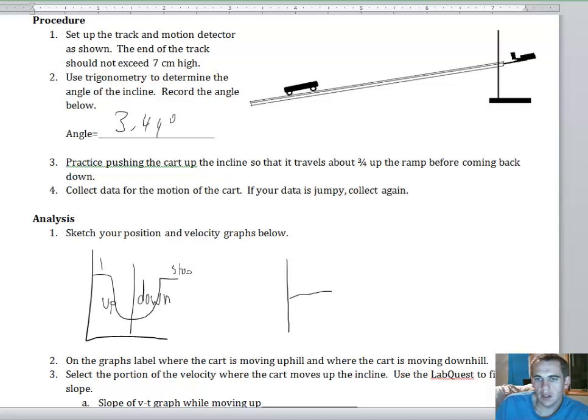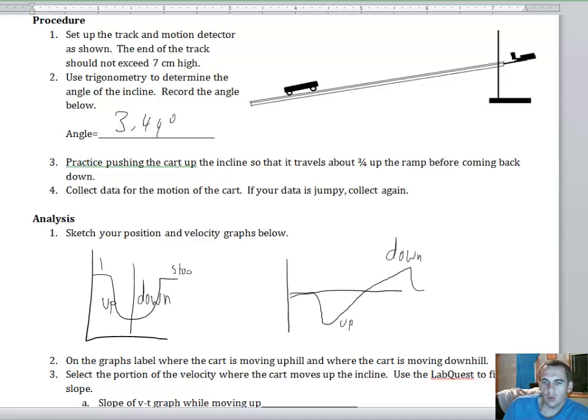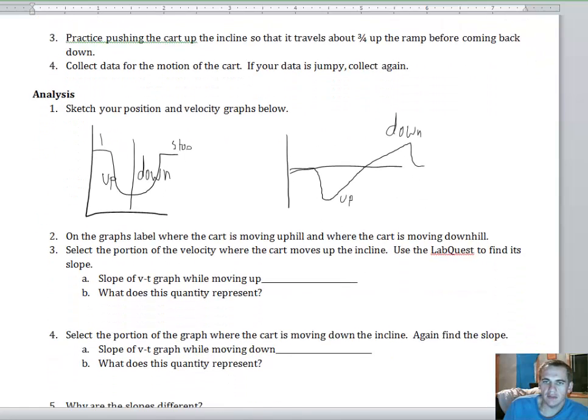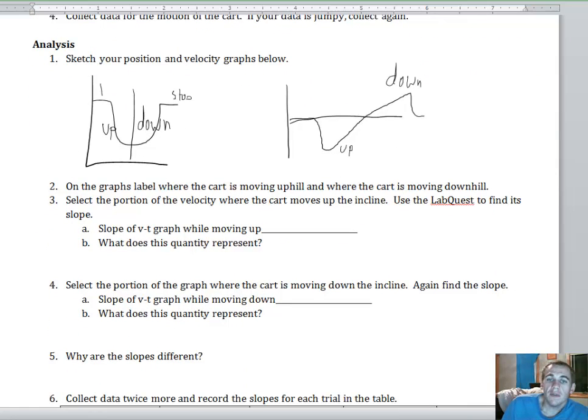And your velocity graph: you held it, then you gave it a very big push, and then it started to accelerate, then it came back down the incline, then it stopped again. So you had a graph that looks sort of like this. Again, this would be where it's moving up the incline, this would be where it's moving down the incline. Here it's moving towards the detector, here it's moving away from the detector. So negative velocity, positive velocity. The slope of the VT graph while moving up, this was 0.63. I just went to my graphical analysis and checked.